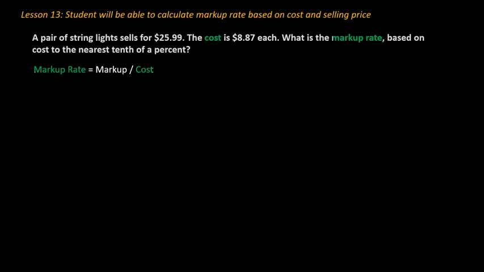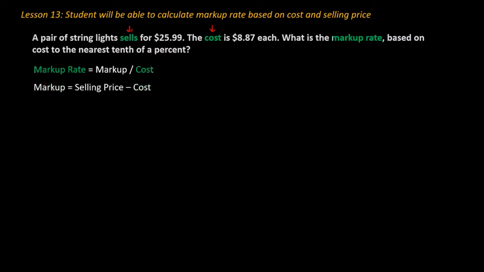Again, we have a pair of string lights. Oh, and they've also told us, which I forgot to notice, selling price. The lights sell for $25.99. They cost $8.87 each. So meaning that as a consumer, this is the selling price to a consumer. So if you or I walk in a store, this is what we pay. The cost is what that store buys it for, right? So they get them for $8.87 each and then they mark them up. Okay, so let's plug in what we can.